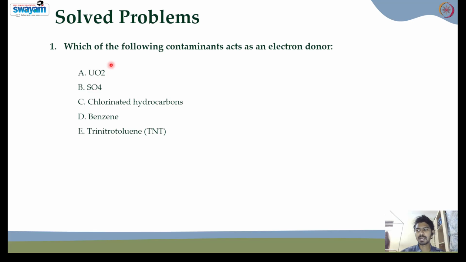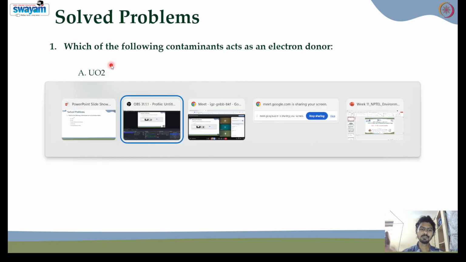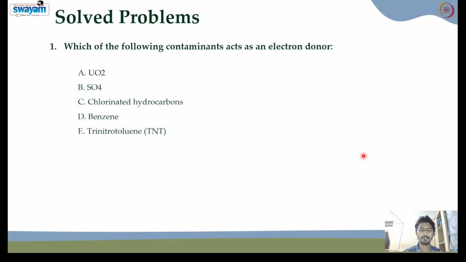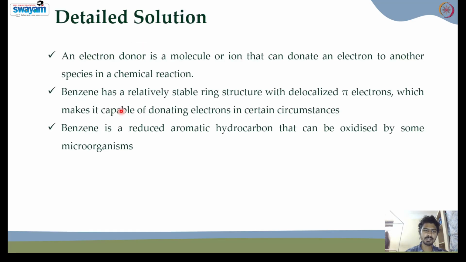Which of these following contaminants acts as an electron donor? Option A. Okay. So let's see the answer. No, it is option D, benzene. We will see why benzene.